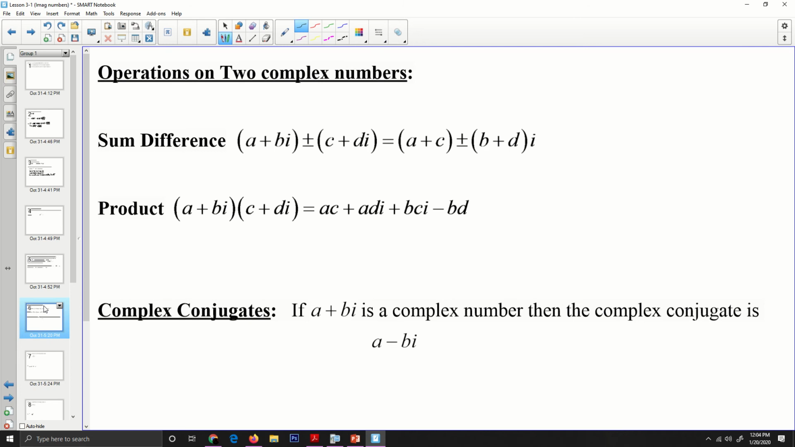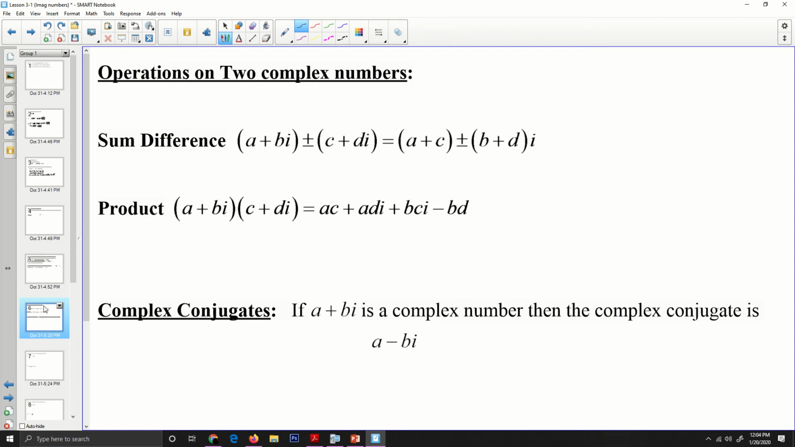Operations on two complex numbers, sum and difference. If you have a plus bi plus or minus c plus di, then you add the real parts and add the imaginary parts, or subtract them as you see fit.